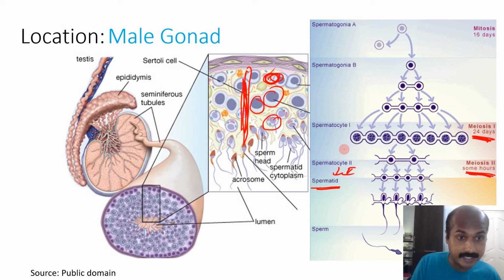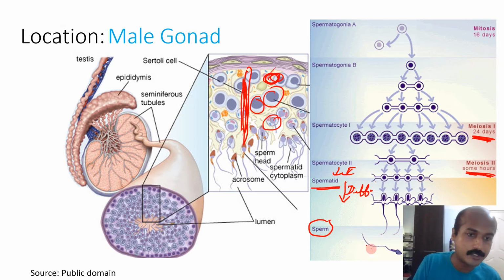The spermatid again undergoes differentiation. This is not a cell division. This is only differentiation, only a remodeling of the cell. The cell undergoes remodeling and structural and functional maturation and differentiation, which will make it into a functioning spermatozoa.